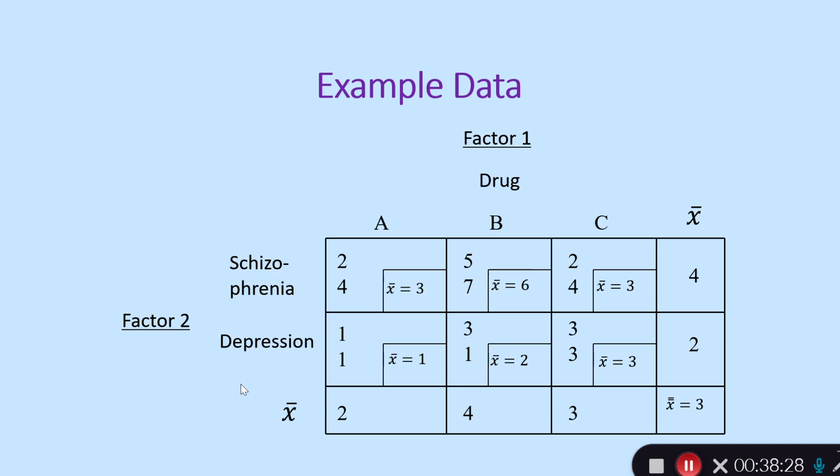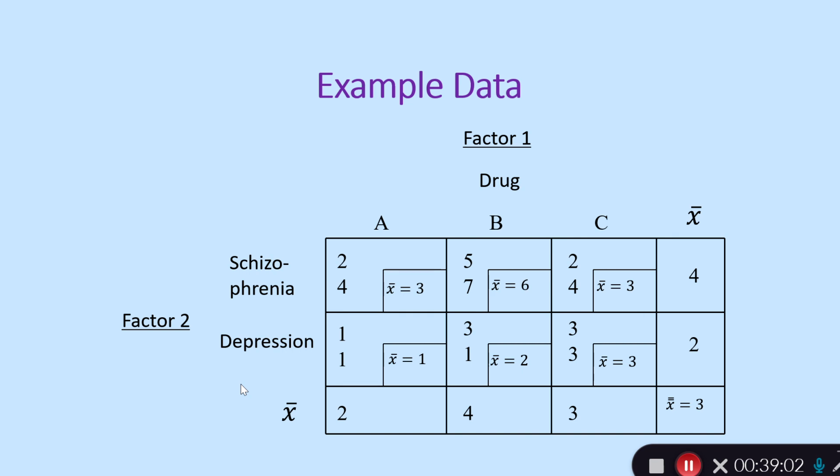And then in this very final bottom right hand cell, we've got an X with 2 bars over the top of it, so that's the mean of means. That's taking these marginal means, of which there are 5, and working out the mean of them. Hopefully you can figure that out. That's 2 plus 4 plus 3 for the marginal means for drug A, B and C, and 4 plus 2 for the marginal means for schizophrenics and depressives. Adding them together and dividing by 5 gives you a mean of means of 3.